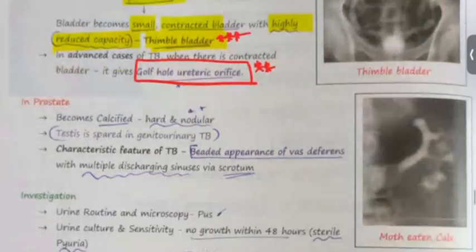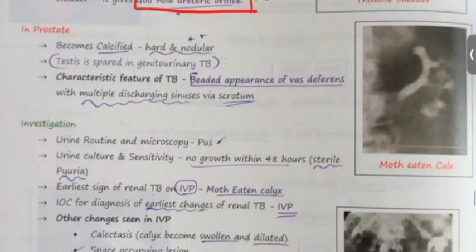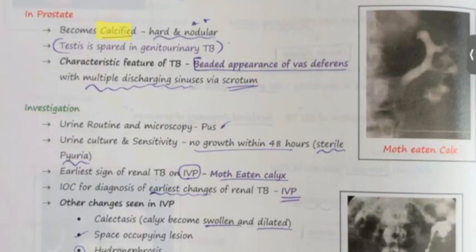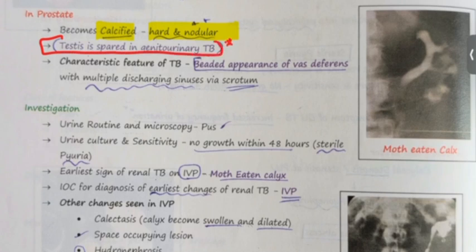Next, if the prostate is affected, what happens? The prostate becomes calcified. It becomes hard and nodular. But one thing we have to note here is that the testis is spared in case of genitourinary TB. Testis is not affected. So from this prostate, what happens? It will ascend up. Ascend up means from the prostate, where will it come next? It will come to the vas deferens.